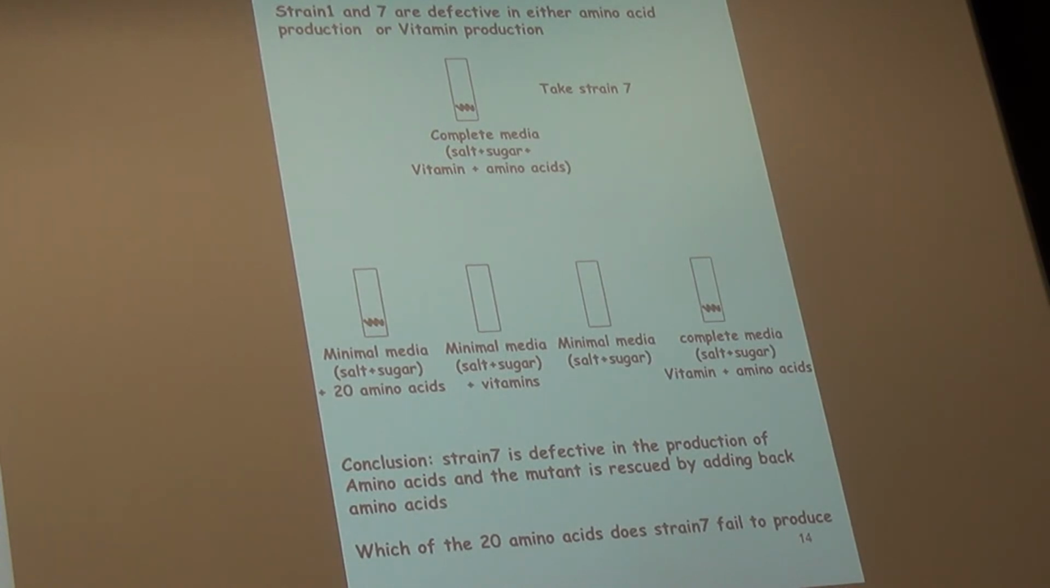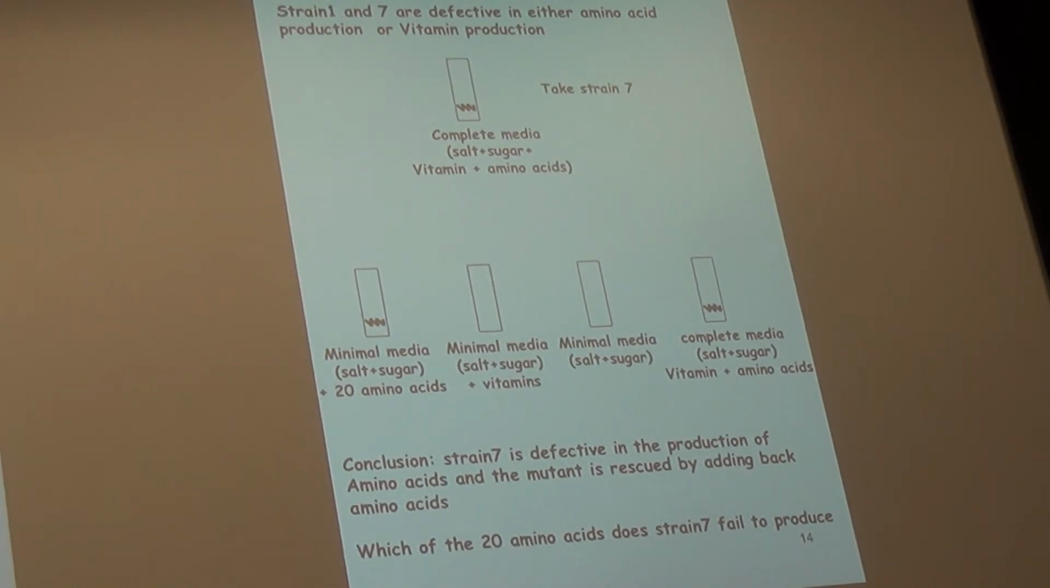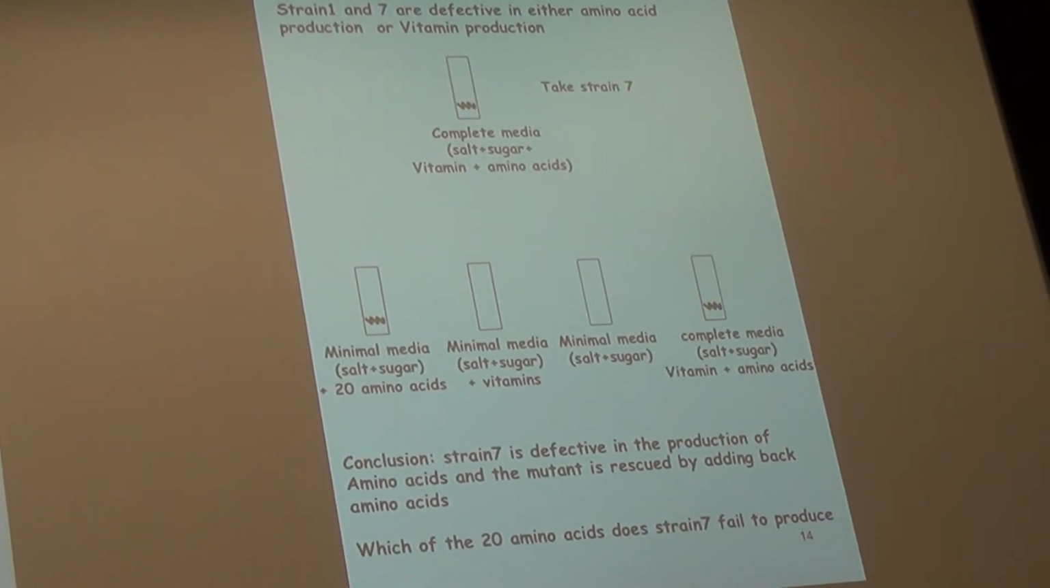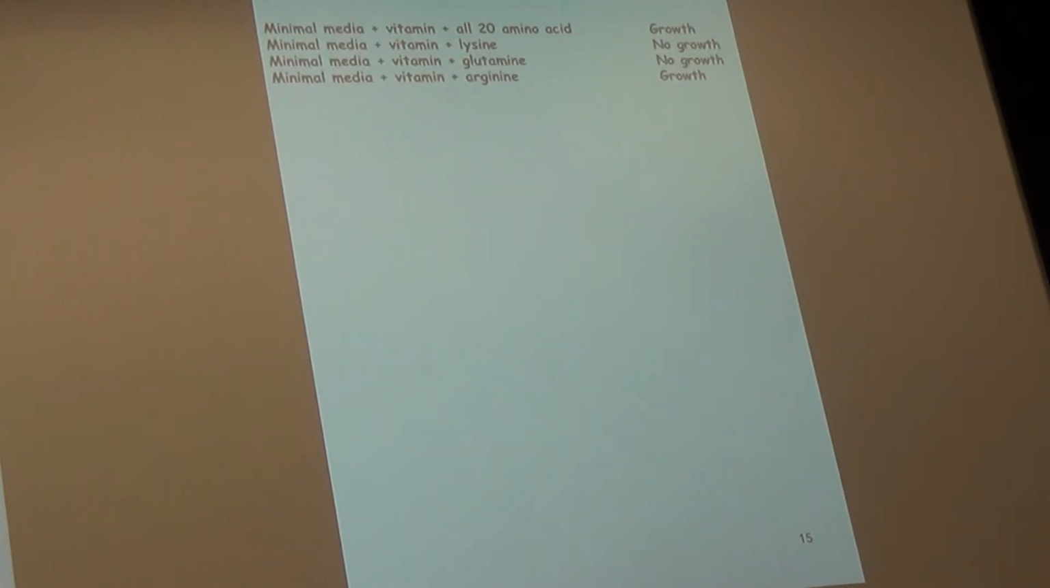So now we've added all 20 amino acids. There are 20 amino acids that are the most common amino acids, and we've been adding back all 20 amino acids. We haven't focused on arginine yet. We are on amino acids. So then the next question is, which of the 20 amino acids is strain 7 defective in? Is it arginine, leucine, lysine, glycine, whatever? Out of the 20. So, which amino acid?